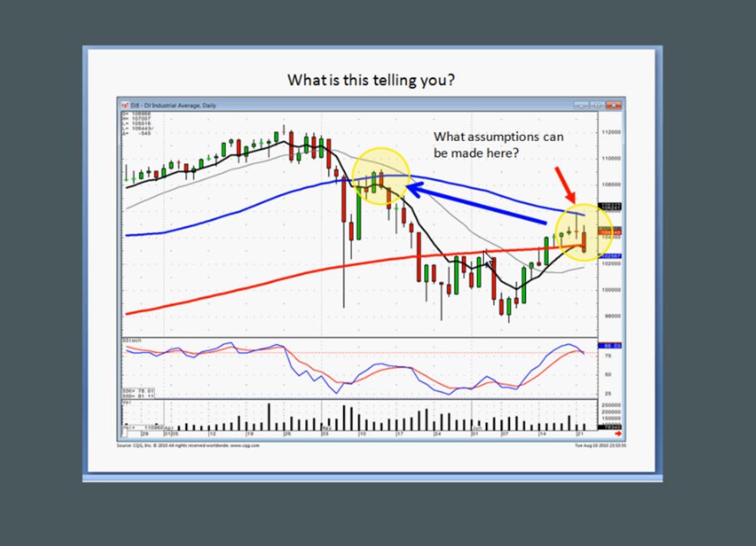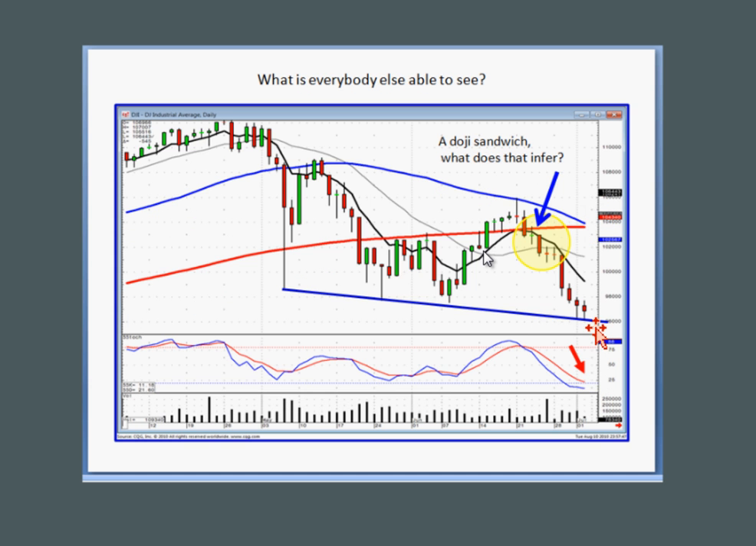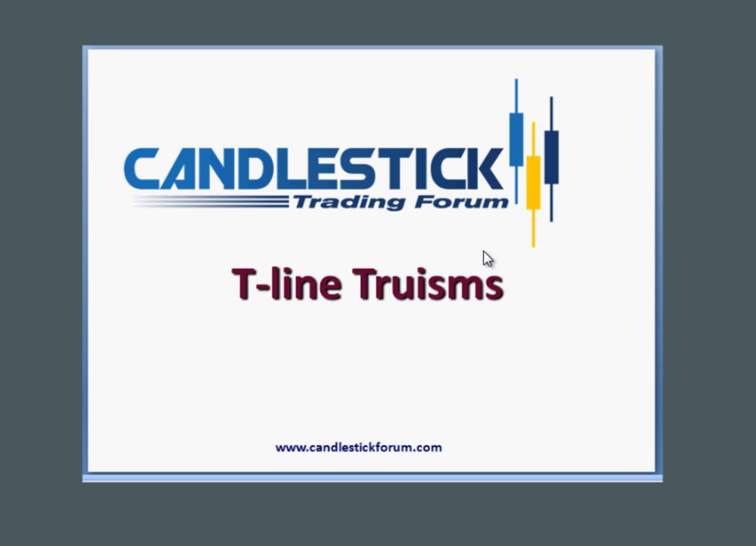And where are they going to head to? By the next obvious support level, which would be the bottoms down here. And when it got here, instead of doing dojis, and we could see that it was in the oversold area, what's that give us the kind of foresight to do? Be ready to cover our short positions on these signs of buying at this level. So there's T-line truisms.